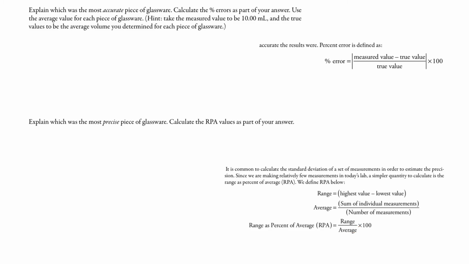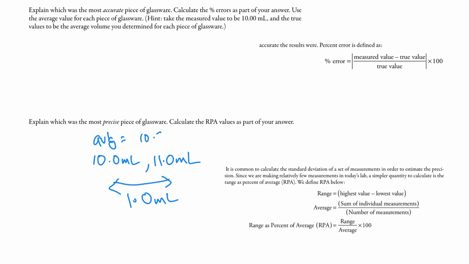So for instance, let's just do it for 2 things. I don't think 2 things make sense, but let's say you got 2 measurements. One is 10 milliliters and the other one is 11 milliliters. Then the range, the difference between them, is 1 milliliter. And the average is just adding them up, dividing by 2. So that's 10.5 milliliters. So the range as percent of average is going to be the range, 1 mL, we just care about the absolute value, divided by the average, so that is 10.5 mL.